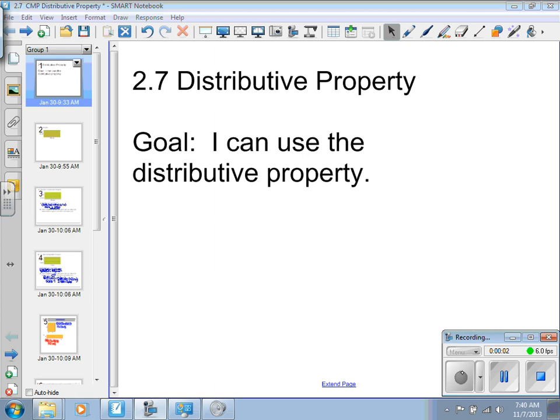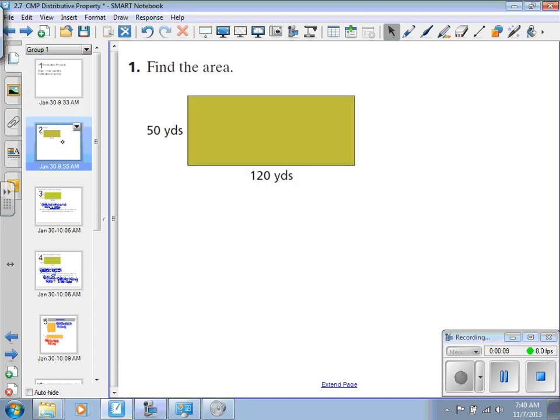Today we're working on distributive property. Our goal is that we can use distributive property. Our first thing is to find the area of the rectangle of 50 yards by 120 yards.